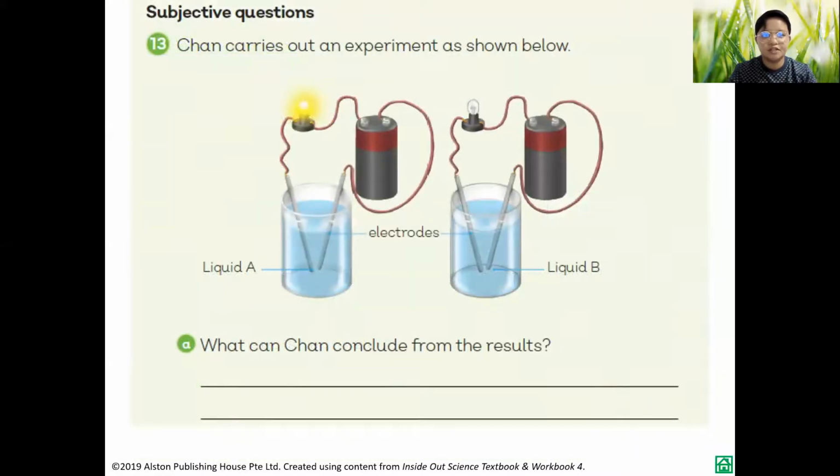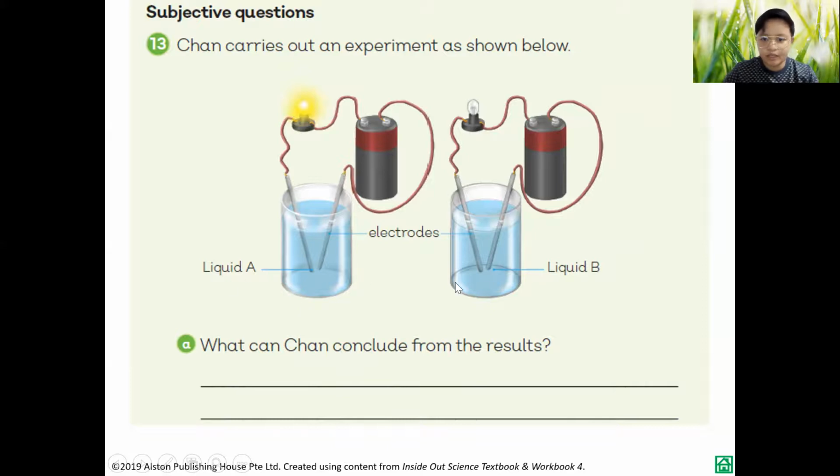Number 13, Chan carries out an experiment as shown below. This is the experiment. There are two examples, but look at the difference. In this one, the light bulb lights up. In the other one, the light bulb doesn't light up. So what can we conclude from the result?